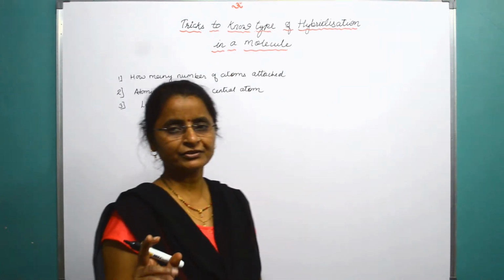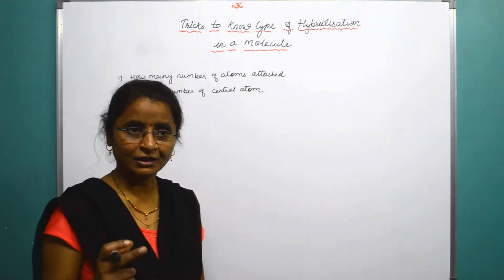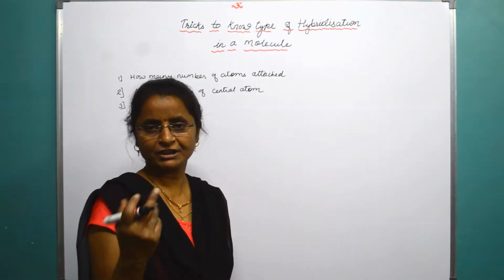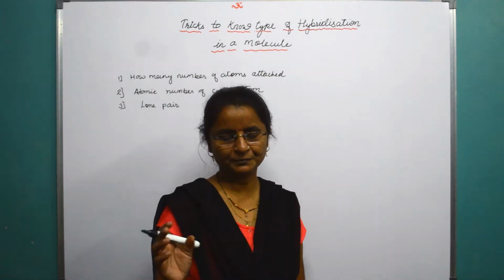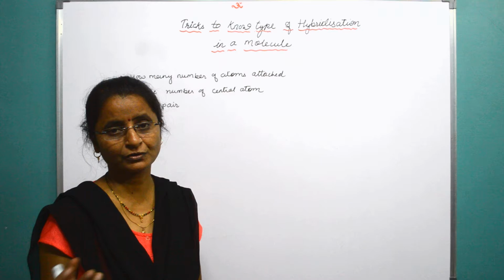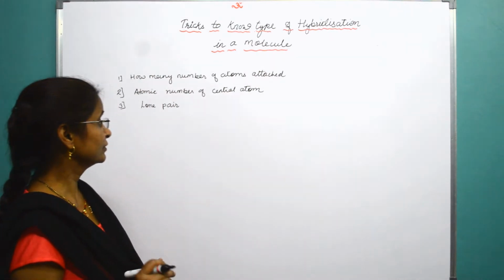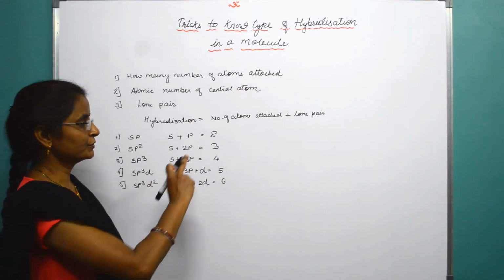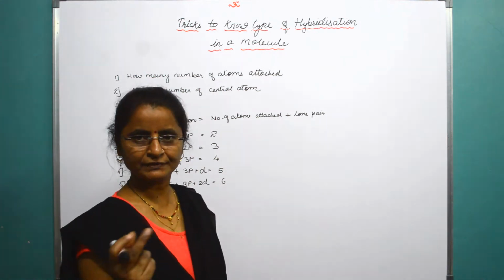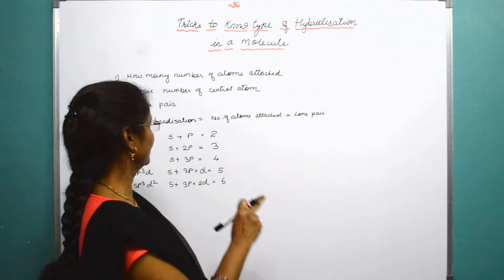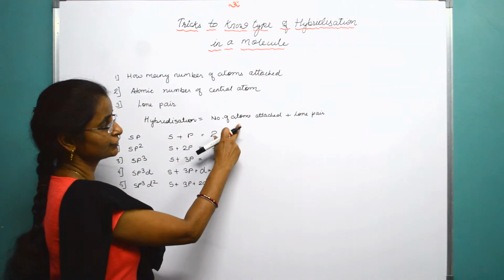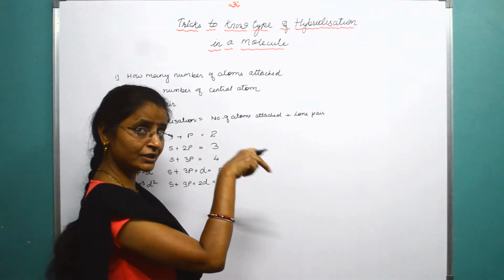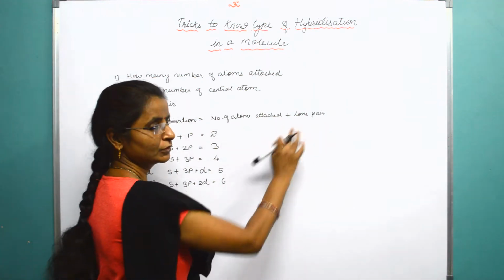So lone pair means the electrons which are present in the valence shell but do not take part in bonding. These electrons are also called non-bonding electrons. If you want to know the hybridization of any molecule, there is a simple formula: hybridization is equal to the number of atoms attached to the central atom plus lone pair.